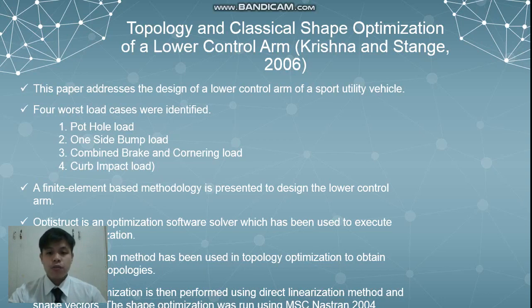A methodology based on finite element analysis was performed in this study in order to design the lower control arm, and an optimization software called OptiStruct was utilized in order to execute topology optimization. A homogenization method was also used to obtain the design topologies. Shape optimization was also performed in this study using a direct linearization method and shape vectors. It was carried out using MSC Nastran 2004 solver.